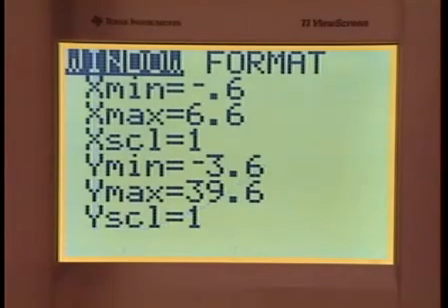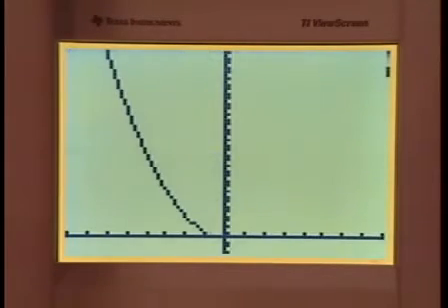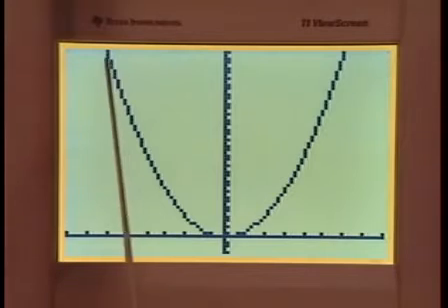If we go to the window and change a little bit, go from -8, let's say, to 8, and from -3 to 36, we move back a little bit, make a larger window and graph, we get a nice idea of what the graph looks like.